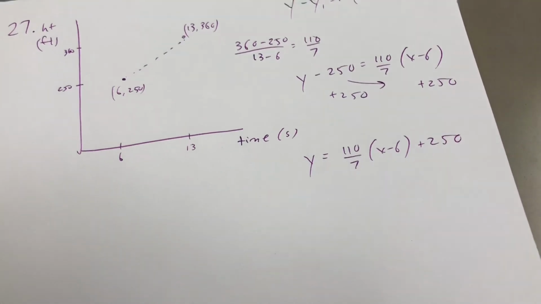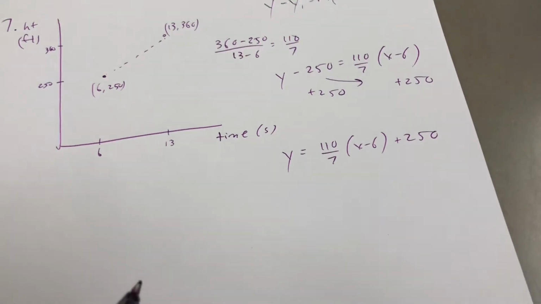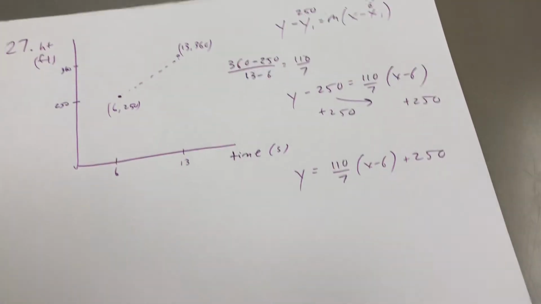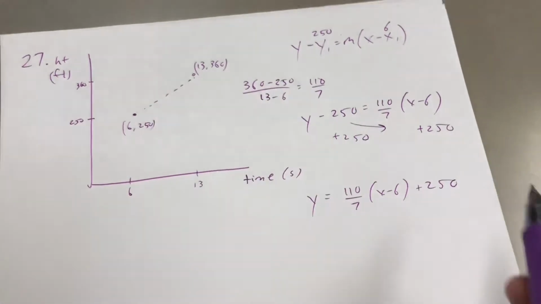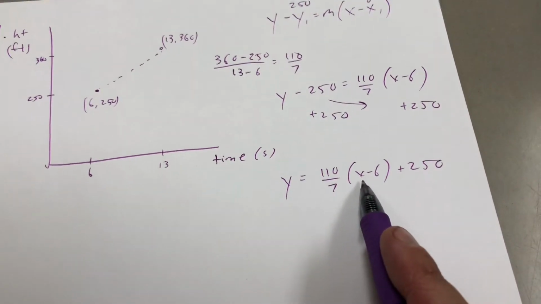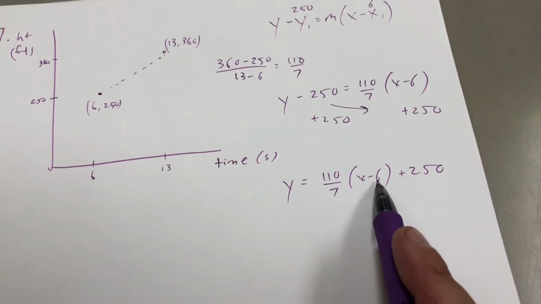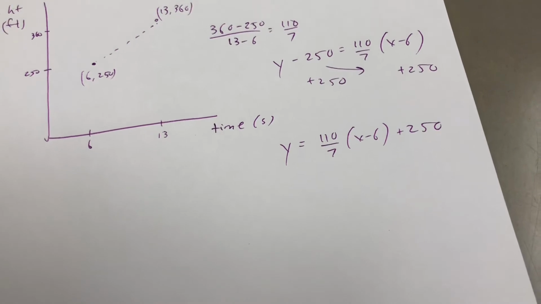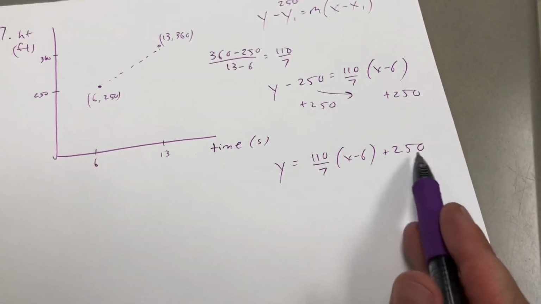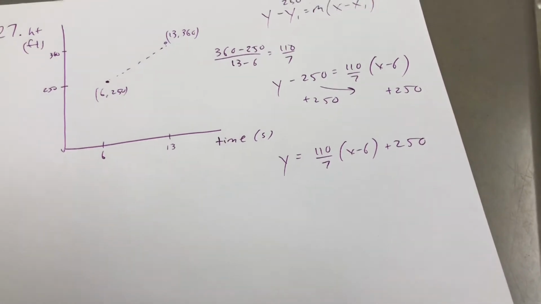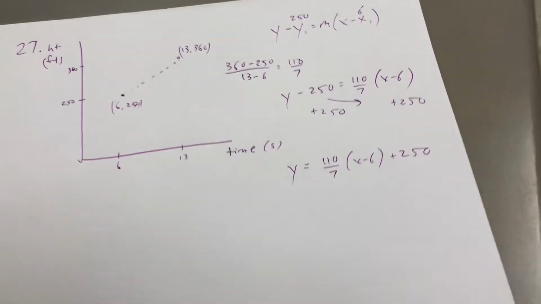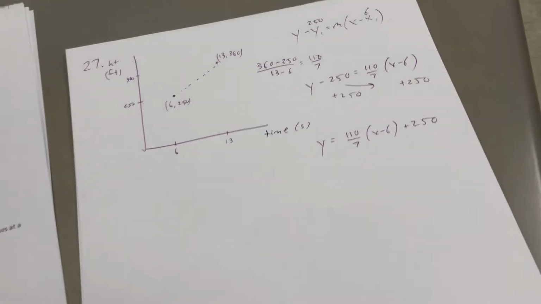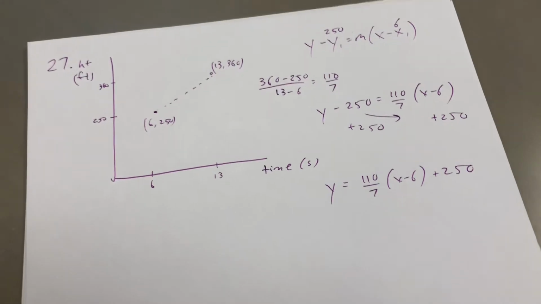Okay? And if you have a little extra time, you might want to stick some of the numbers from that equation in there. For example, if I put in 13, I'm supposed to get back 360. So if you put 13 in there, I think you get a 7. 110 plus 250 is 360. That works. If I put a 6 in there, I'm supposed to get 250. I think if you put 6 in, you get 0, and then you're left with the 250. So it does check out okay. All right, so reasonably confident the equation's right.